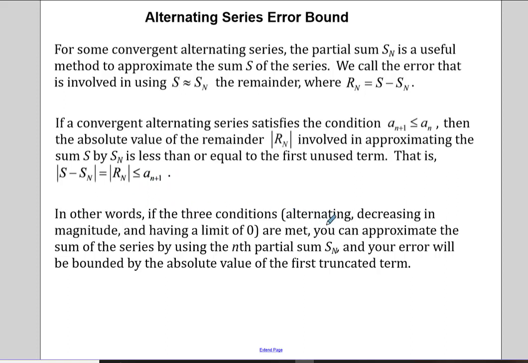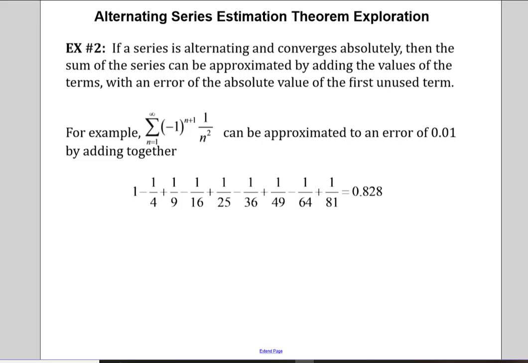In other words, if the 3 conditions are met, it's an alternating series, the terms are decreasing in magnitude, and we have a limit of 0. If all of those conditions are met, then you can approximate the sum of the series by using the nth partial sum that we're calling S sub n, and your error is going to be bounded by the absolute value of the very next truncated term, by the absolute value of the first truncated term. Let's go see what that looks like.